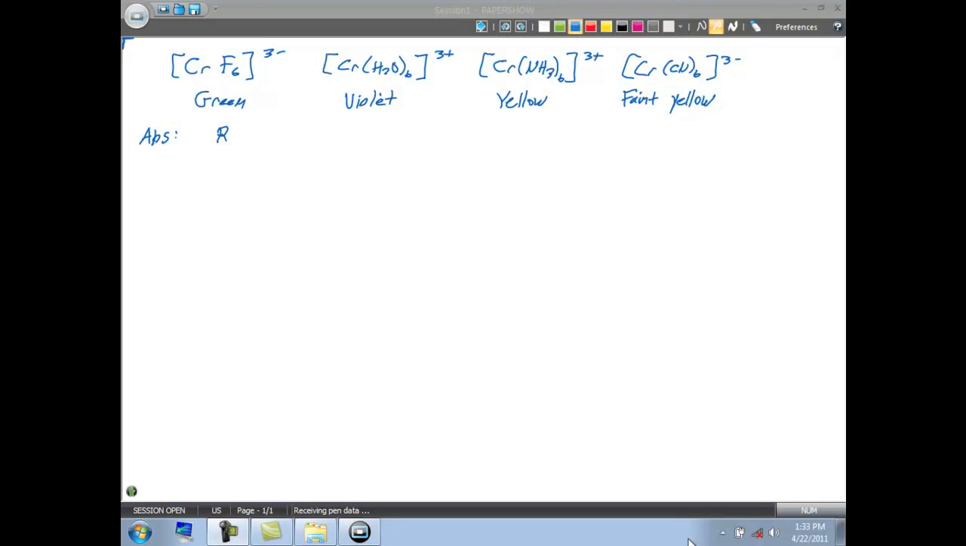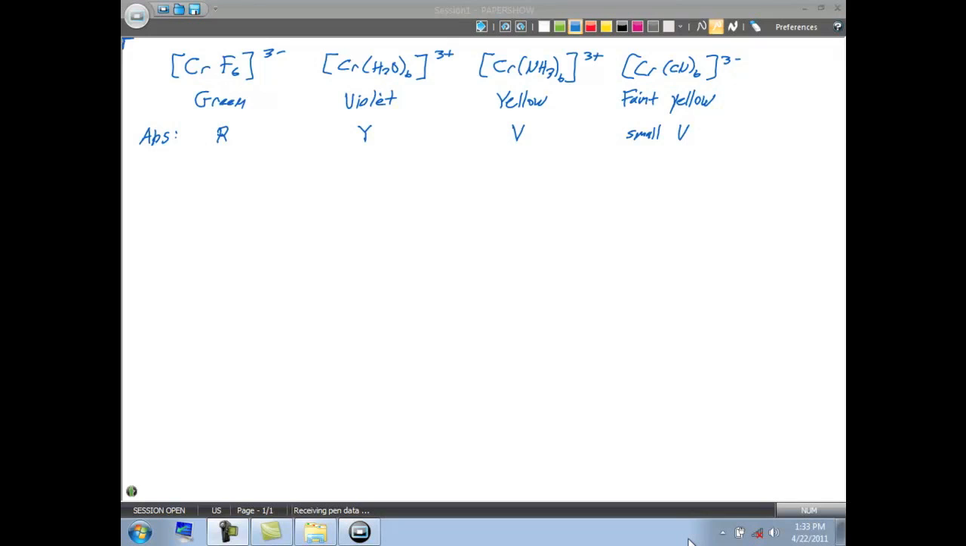If we have a violet compound, we're going to absorb yellow wavelengths of visible photons. If we have a yellow compound, the absorbance is violet. And if we have a faint yellow color, we're going to have a small violet absorbance. And I'll kind of touch on that here in a bit. So these are the absorbance colors.